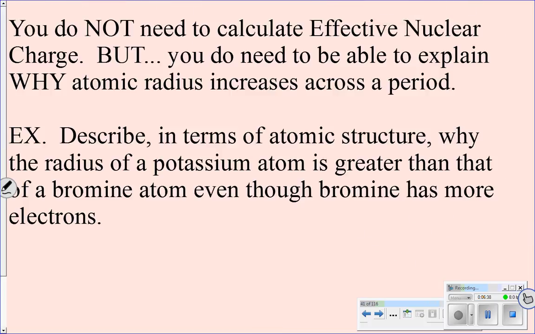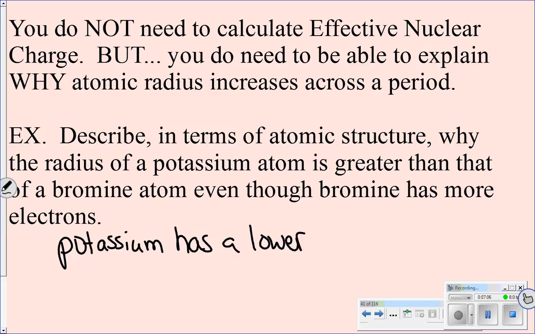You do not need to know how to calculate effective nuclear charge, but you need to be able to understand why this trend occurs. So a common thing you might be asked is to describe in terms of atomic structure why the radius of a potassium atom is greater than that of a bromine atom, even though bromine has more electrons. And the reason for this is potassium has a lower, and you can use the word effective, but you don't have to, nuclear charge.